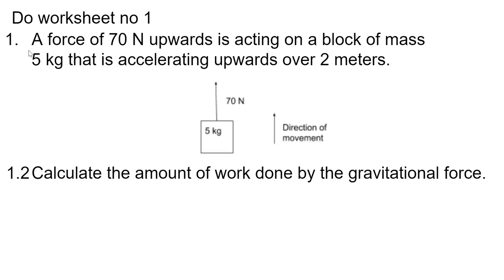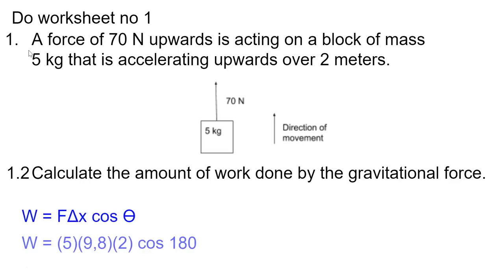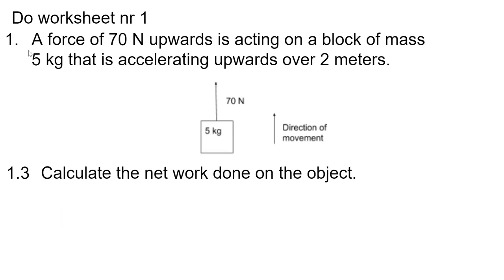In my second question, calculate the amount of work done by gravitational force. Still a fairly easy question. Gravitational force is the mass times gravitational acceleration. The distance that this object traveled was 2 meters. And the angle between the direction it traveled and the force that was applied on the object is 180 degrees. So therefore my answer is minus 98 joules.